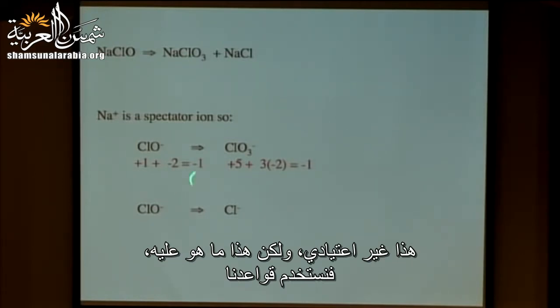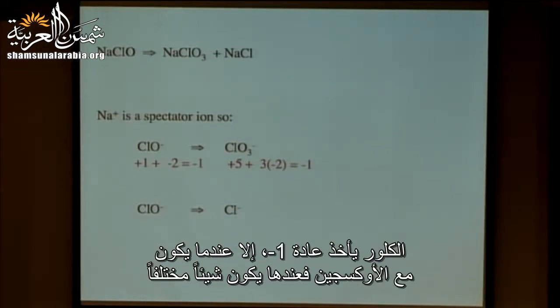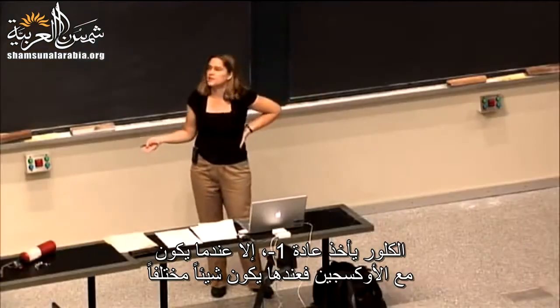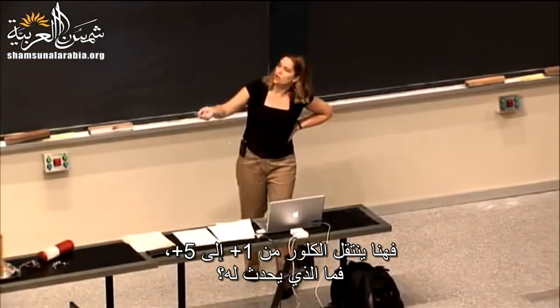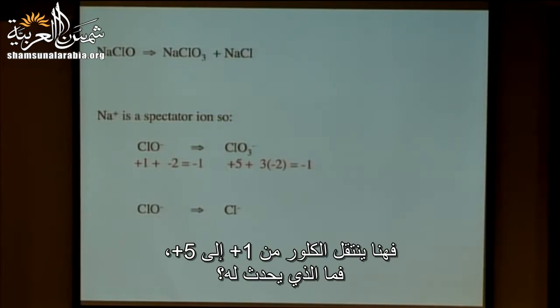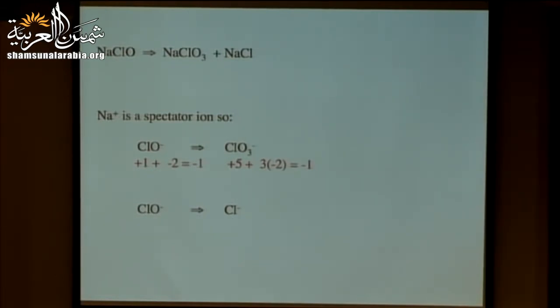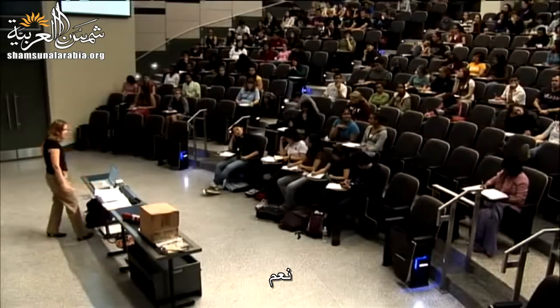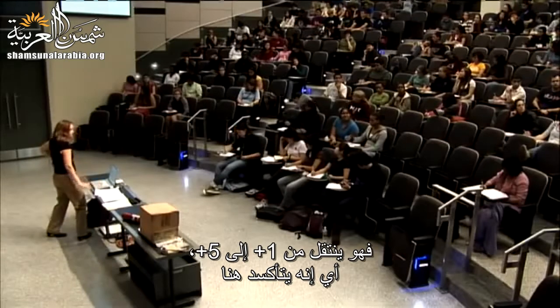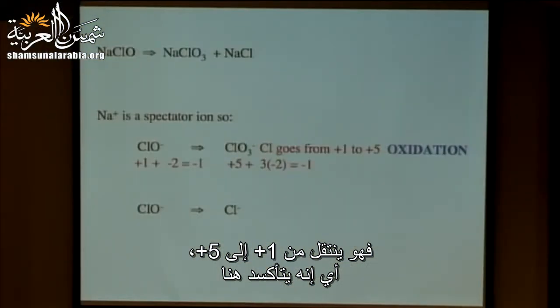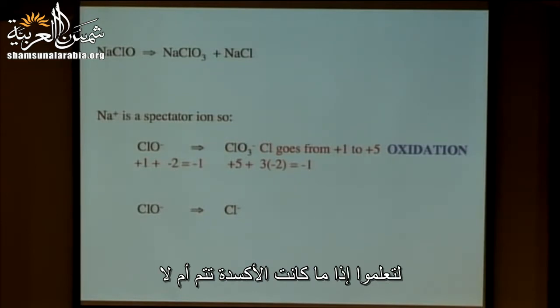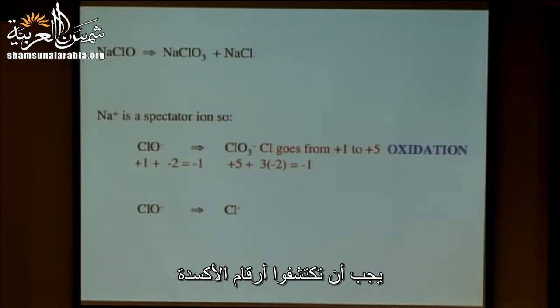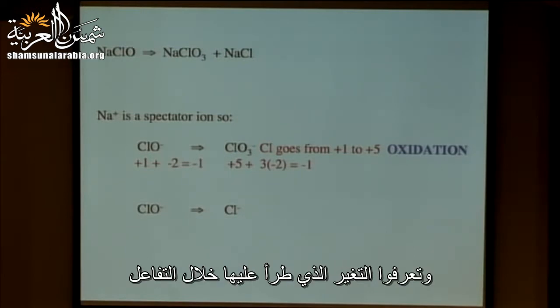So we use our rules. Chloride is usually minus 1, except when it's with oxygen, and then it can be something different. So here, chloride's going from plus 1 to plus 5. So what's happening to it? Is it being oxidized or reduced? Oxidized. Yep. So it's going from plus 1 to plus 5. So we have an oxidation going on. So to tell whether something is an oxidation or not, you need to figure out what the oxidation numbers are and then see what's changing in the course of that reaction.